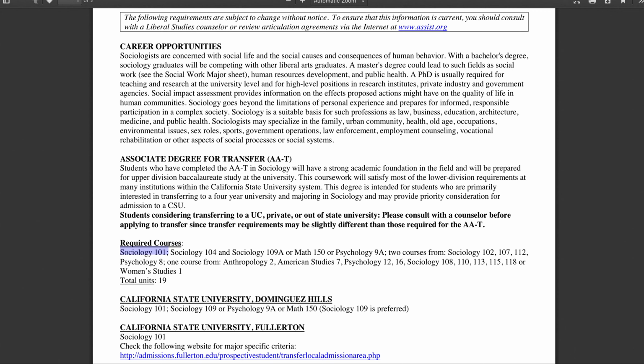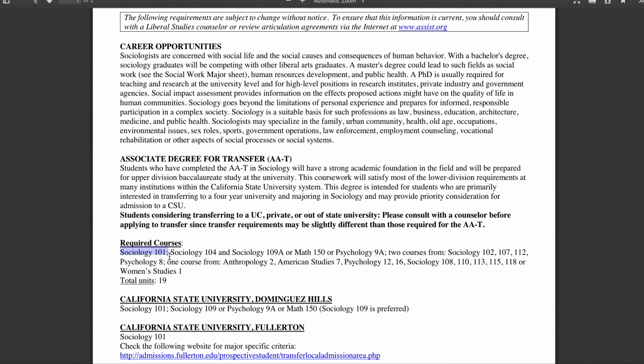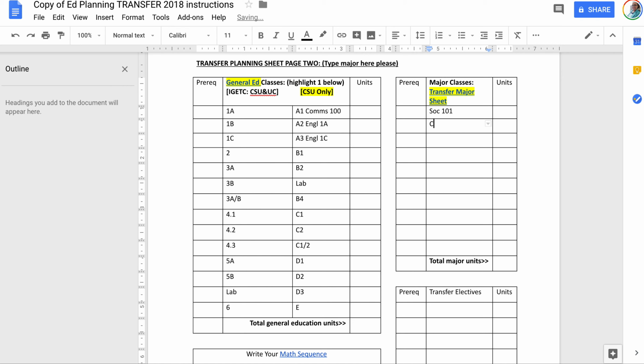So you have Soc 101, so that goes right here. Soc 101. It is late, I can't even type. There we go. Okay, Soc 101, and then you have Soc 104, and then statistics. So we'll write that down as well. Soc 104, and then Soc 109A, which is statistics. It's also Math 150. It's one or the other, not both.